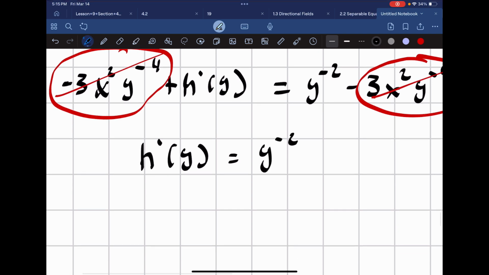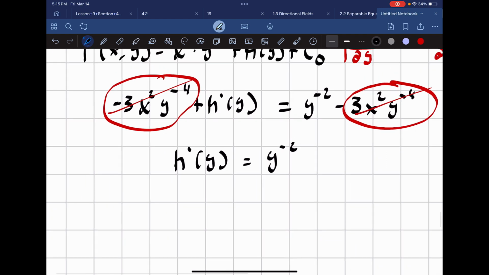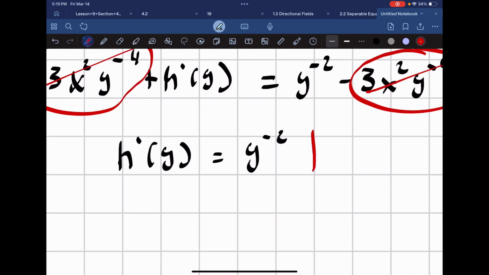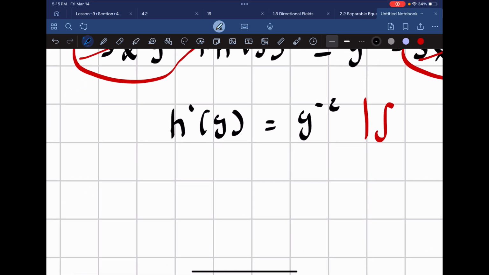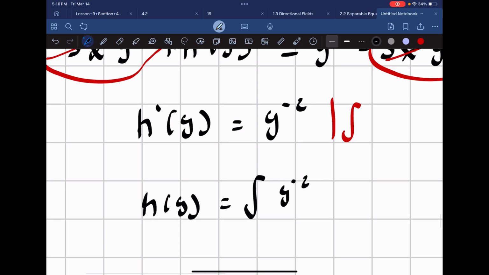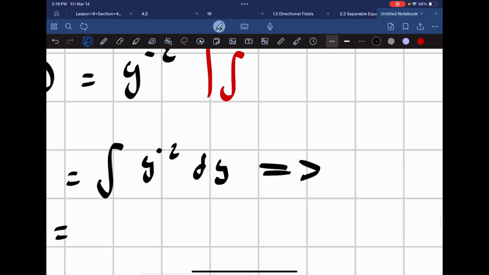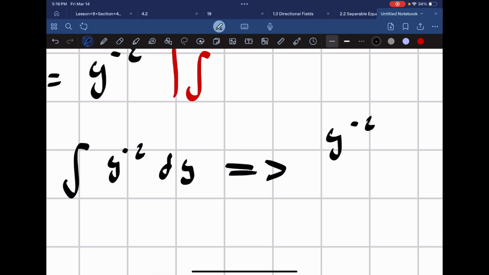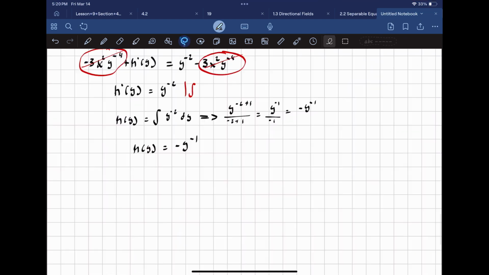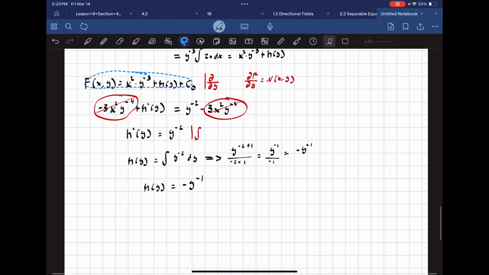And since we need to solve for h of y, we also need to find the integral of each side. So the integral of h prime of y is just h of y, which equals the integral of y to the -2 dy. Now this equals, let's do it right here, y to the -2 plus 1 over -2 plus 1. That just equals... Okay, continuing on to our video, I got disrupted by a call.